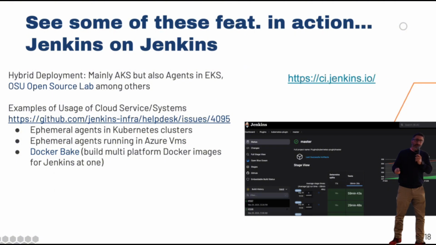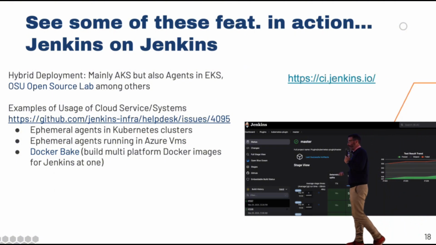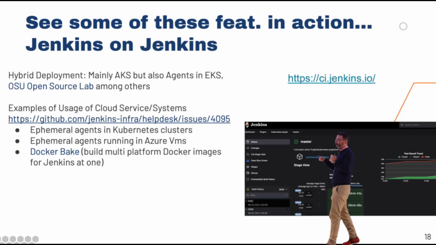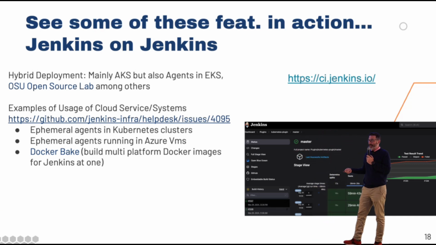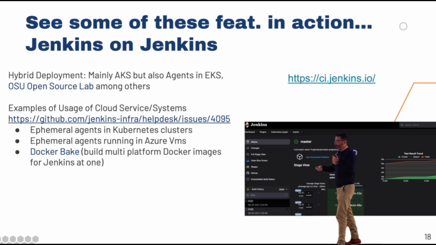If you want to see some of the features that I have been talking about today in action, you can do it easily. You get inside that project, and it's Jenkins on Jenkins. What is Jenkins on Jenkins? It's the dogfood instance where we run all the CI process for the Jenkins core in the different distributions, but not only that, also for all the plugins that are developed for the community.